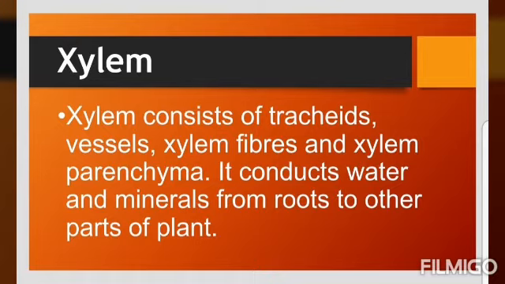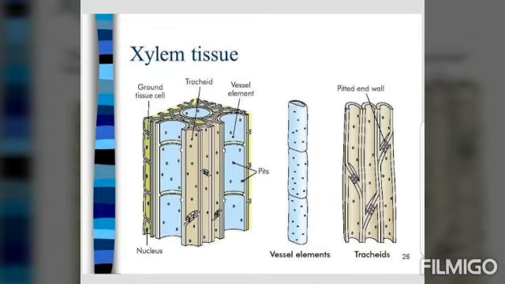Gymnosperms lack vessels in their xylem. Tracheids are elongated or tube-like cells with thick and lignified walls. These are dead and without protoplasm. The inner layer of the cell walls have thickening which vary in different forms. In flowering plants, tracheids and vessels are the main water transporting elements.